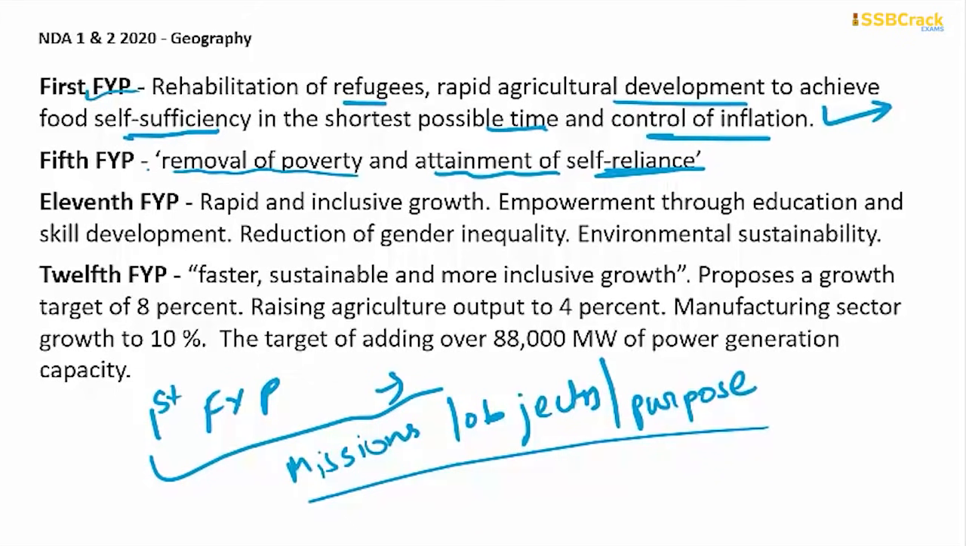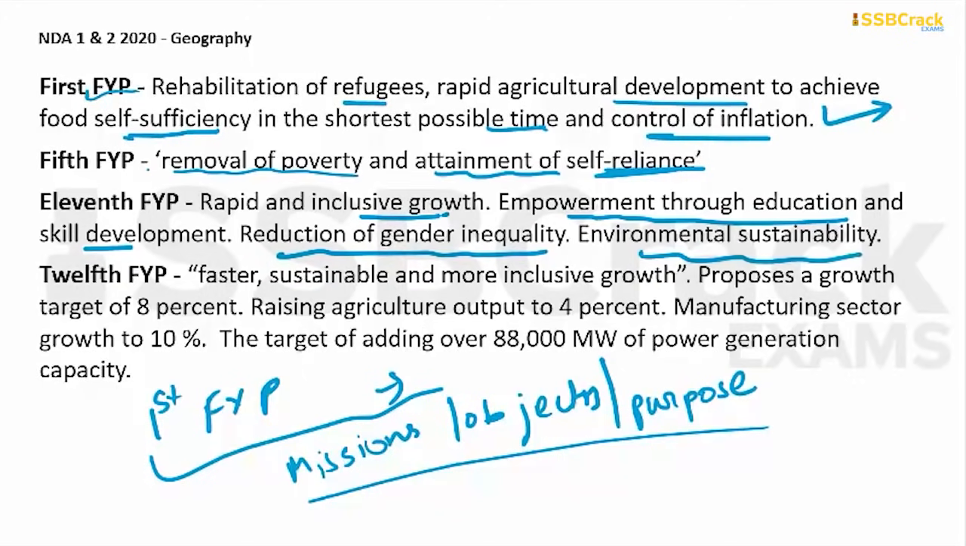Then the 11th 5-year plan said that rapid and inclusive growth must be there, empowerment through education and skill development, reduction of gender inequality and environmental sustainability. The 12th 5-year plan had slight changes in the rapid and inclusive growth. So rapid and inclusive growth now became faster, sustainable and more inclusive growth.